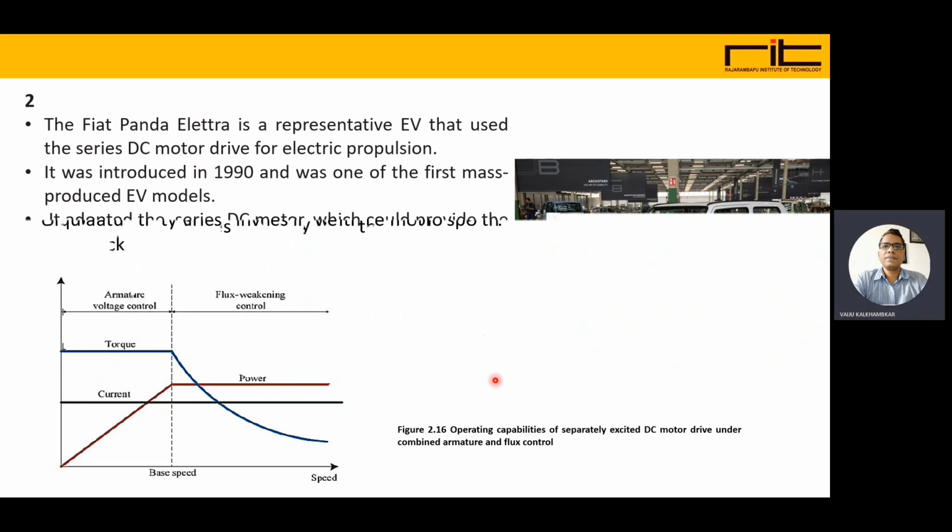To accommodate the lead acid battery pack of about 90 kWh, it only had 2 seats and the range per charge was 77 km. The battery pack was 350 kg with a charging time of 8 hours. This is about the Fiat Panda Elettra EV.